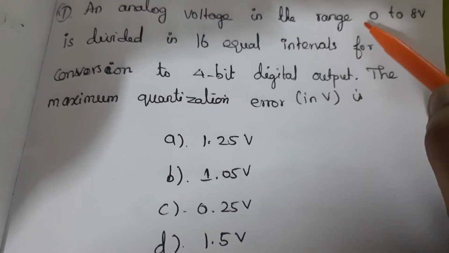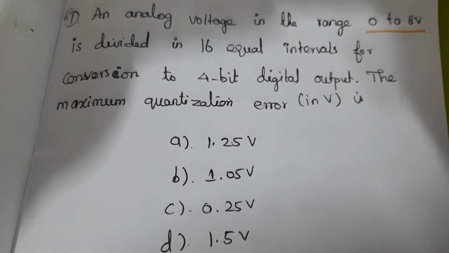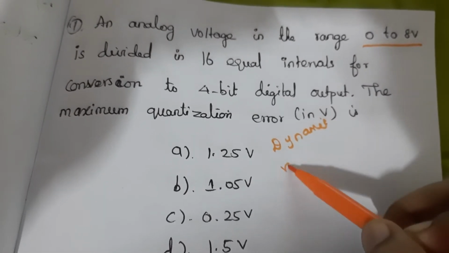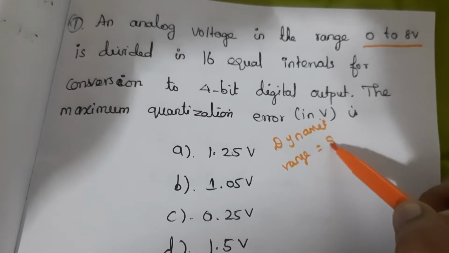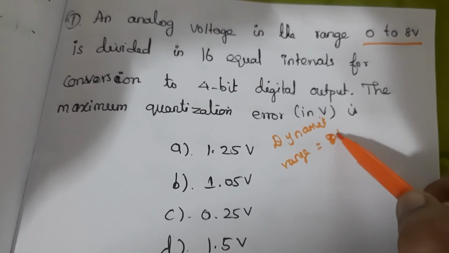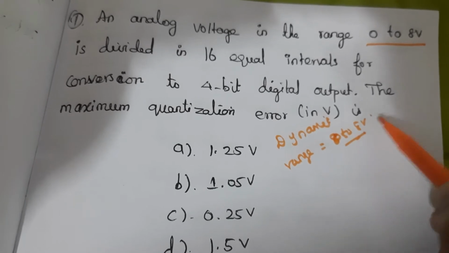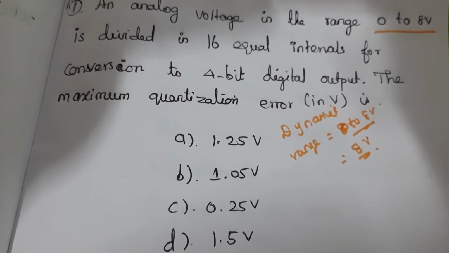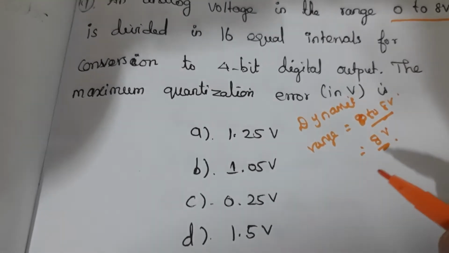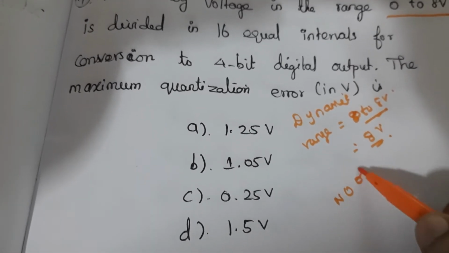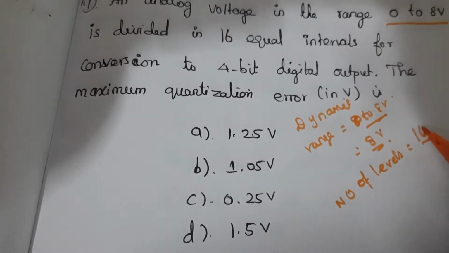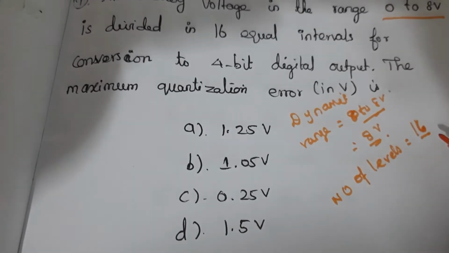First one is range, so this is the dynamic range. The dynamic range is equal to 8, that is 0 to 8 volt. So the range is 8 volt. Then number of levels. Here it is 16 equal intervals, so number of levels is 16.